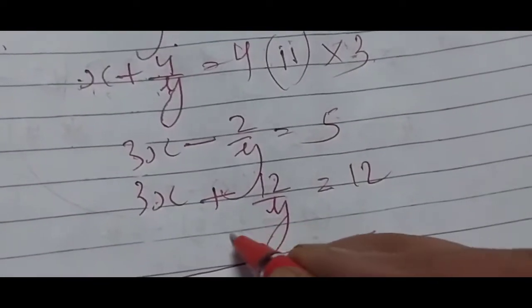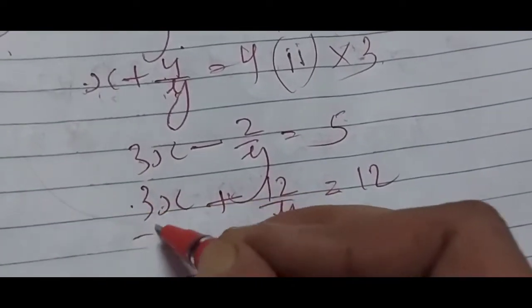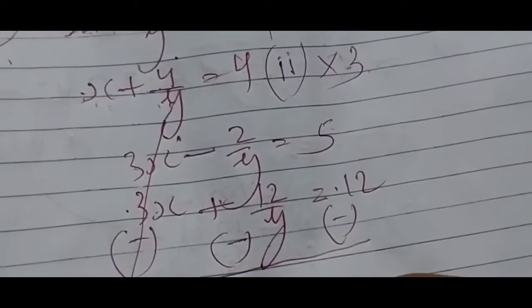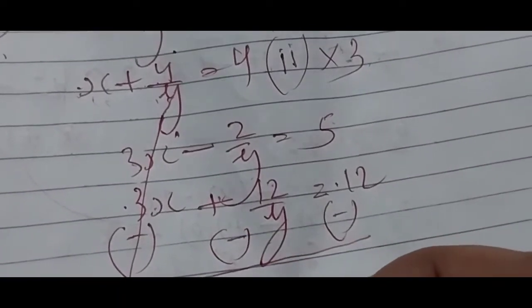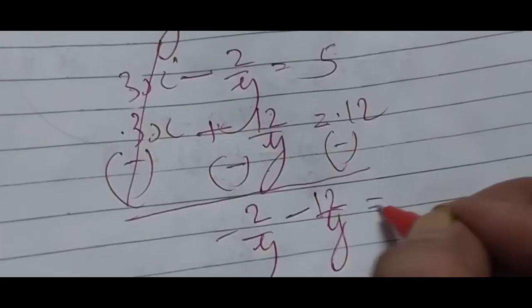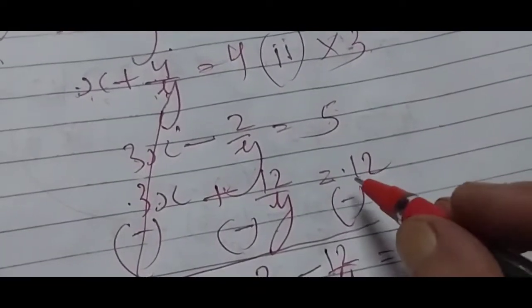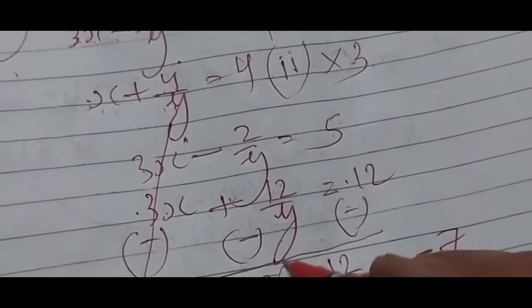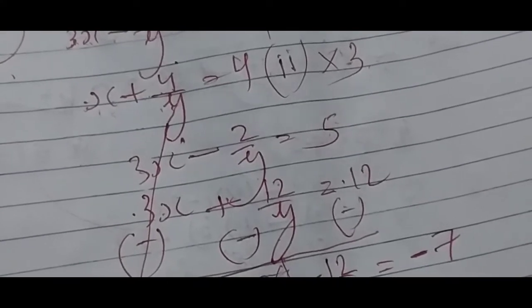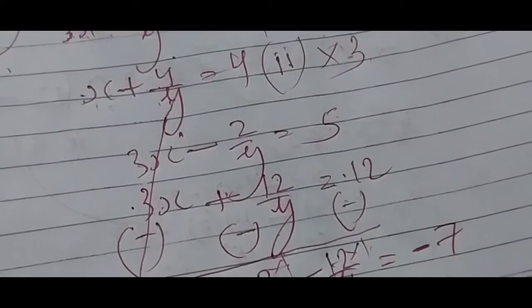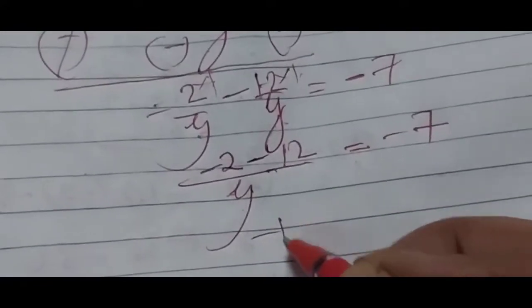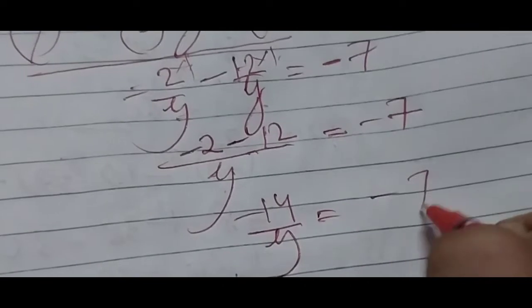Again the sign will be changed. Plus becomes minus, and again the plus becomes minus. This will be cut, and again minus 2 by y, and plus becomes minus, minus 12 by y. Again 12 minus 5 will be 7, and the sign of the bigger number is minus. Take the LCM, y and y only. 2 ones are 2, minus 2, divided by y. 12 ones are 12, minus 7. So minus 2 and minus 12 will be minus 14 by y equals minus 7.